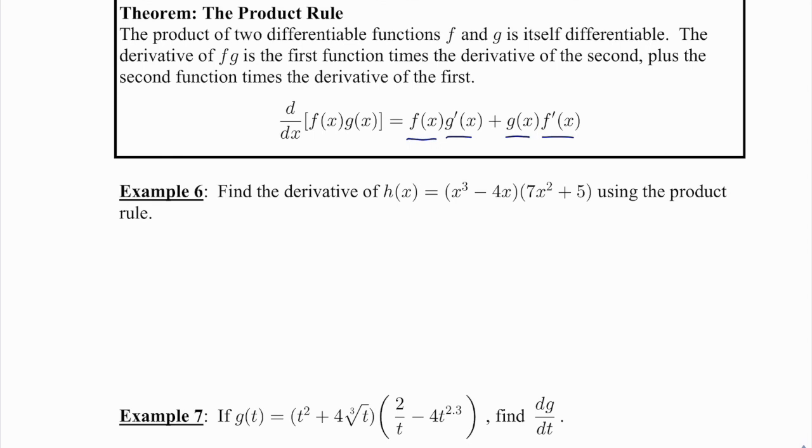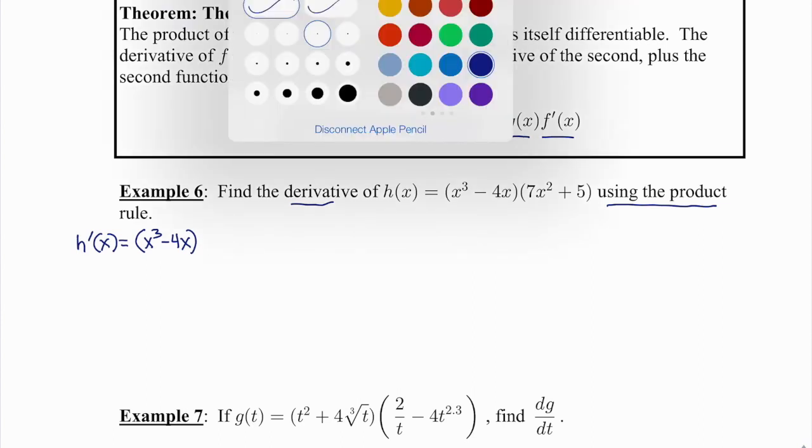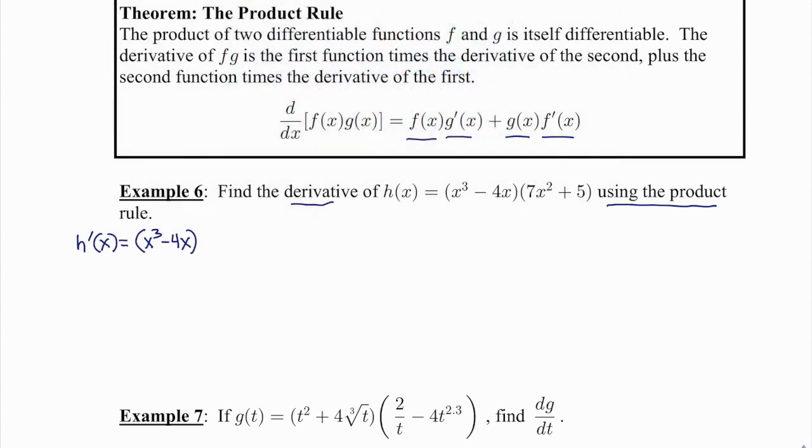So if we have this function in example 6, h of x equals the group x cubed minus 4x times the group 7x squared plus 5, and we want to find the derivative using the product rule, we'll say we want to find h prime of x, and to do so we're going to first leave the first factor the same, and then multiply by the derivative of the second factor.